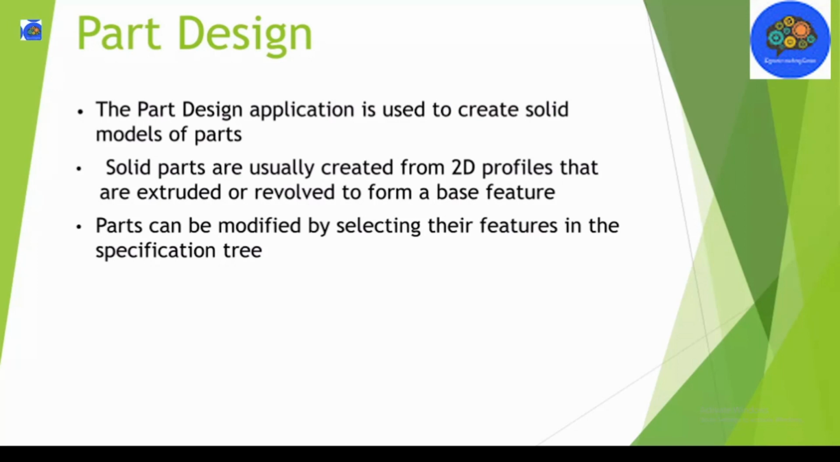Okay, the base feature means the base which we have drawn as a rectangle or else a circle. If you draw a rectangle and then extrude it, it is going to become a cube or else a cuboid. Okay, if you have drawn a circle and then extrude it, it will become a hollow cylinder or else a solid cylinder. Okay, parts can be modified by selecting their features in the specification tree. Okay, this we have already seen in the first slide itself.